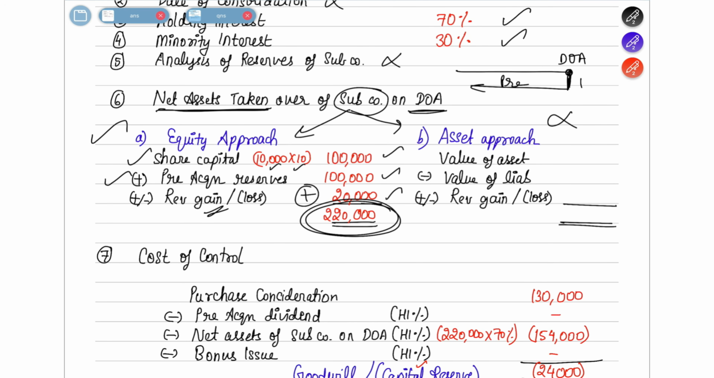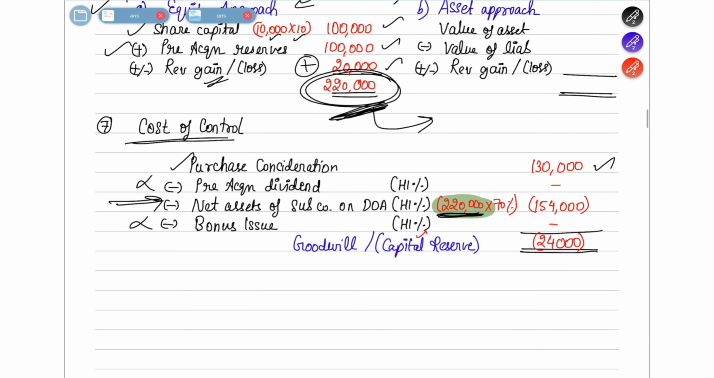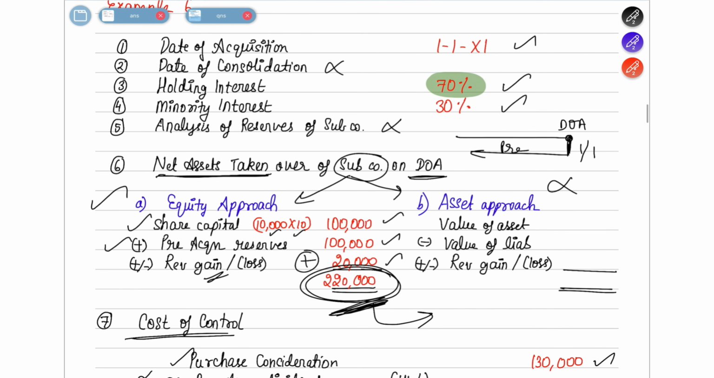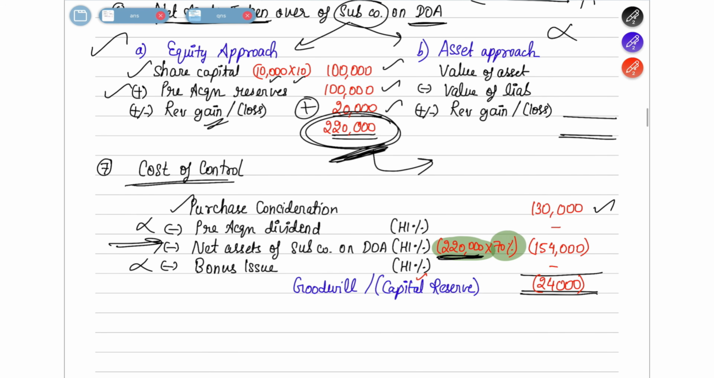So on 1st January, these are the net assets worth of the subsidiary company, and in this we are going to get a share. In the next step, you get the cost of control, and you have paid a PC of how much? 1,30,000. There is no pre-acquisition dividend or bonus issue. So the net assets of the subsidiary company, as we found out, are 2,20,000. And in that 2,20,000, how much is the holding interest? It is 70%. So 2,20,000 into 70%, our share is 1,54,000.